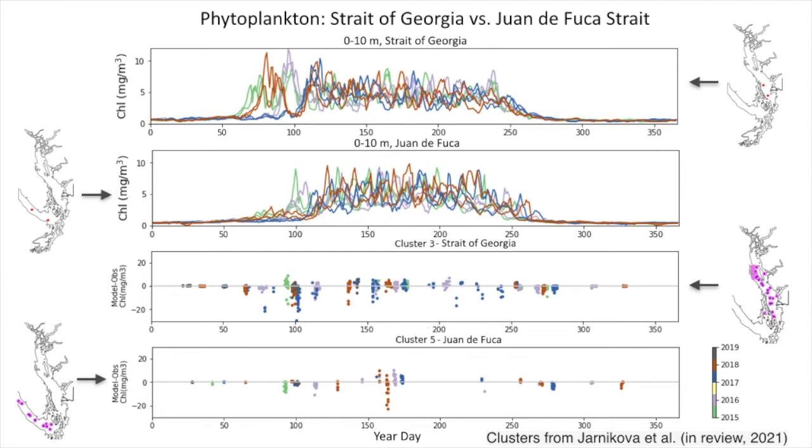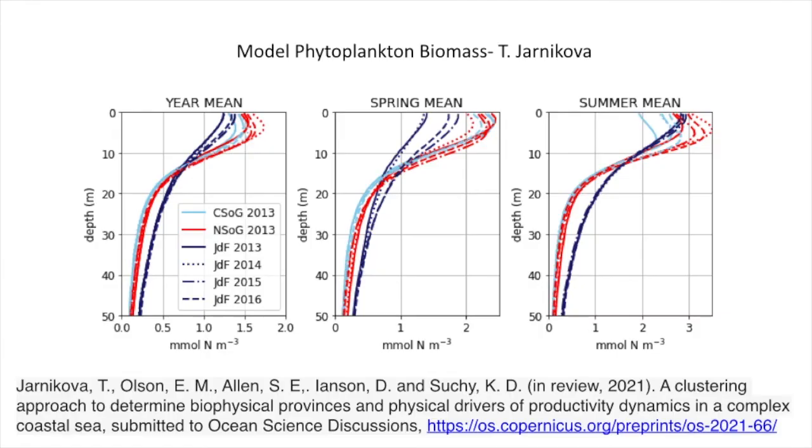Additionally, sampling in Juan de Fuca Strait is particularly sparse in summertime when the modeled chlorophyll there is high. Thus, a sampling bias may have skewed our expectations of Juan de Fuca Strait chlorophyll levels. In contrast, the model provides a continuous picture in space and time. A regional analysis of model phytoplankton, including the differing vertical distributions between Juan de Fuca Strait and the Strait of Georgia, can be found in the preprint of Teresa Yarnikova's paper currently in review at Ocean Science Discussions.